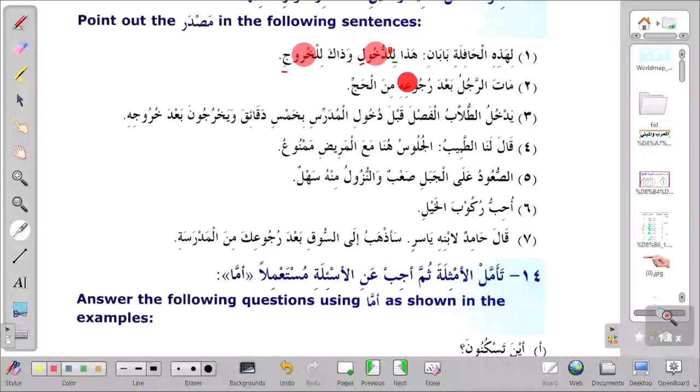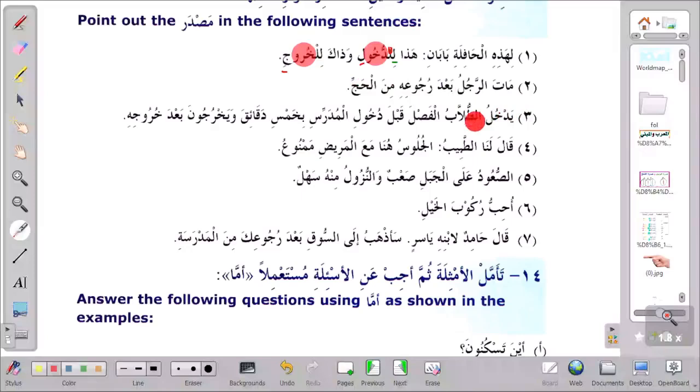So you can add a domir to it. It's just a noun. Whatever we do to a noun, we can do to it. You can attach a domir to it. When there is a harf jar, it will take kasra. All that we have seen can happen to it. Okay, so ba'da ruju'ihi min al-hajj, after his returning from hajj. The man died after his returning from hajj.